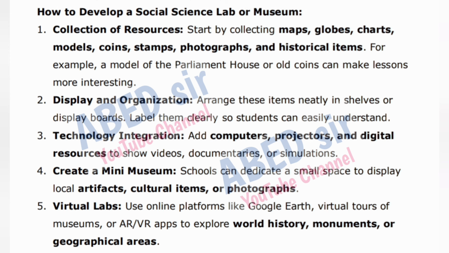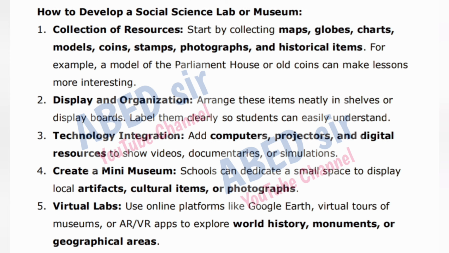1. Collection of resources. Start by collecting maps, globes, charts, models, coins, stamps, photographs, and historical items. For example, a model of the Parliament House or old coins can make lessons more interesting. 2. Display and organization. Arrange these items neatly on shelves or display boards. Label them clearly so students can easily understand. 3. Technology integration. Add computers, projectors, and digital resources to show videos, documentaries, or simulations.